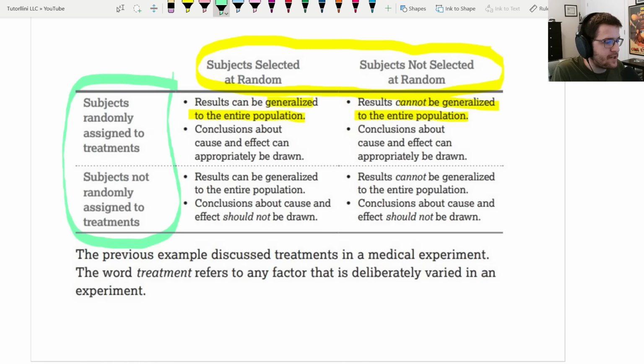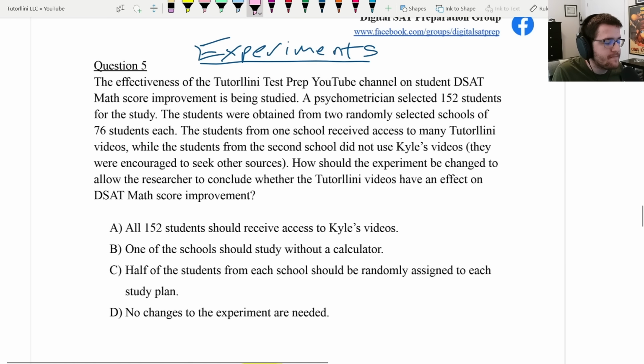Anyway, so you can see here, when you do random assignment, you can draw conclusions about cause and effect. And when you don't do random assignment, you cannot draw conclusions about cause and effect. So generalizing, random selection. Cause and effect, random assignment. So these words right here, randomly assigned, are super important. Okay, let's go to the question.